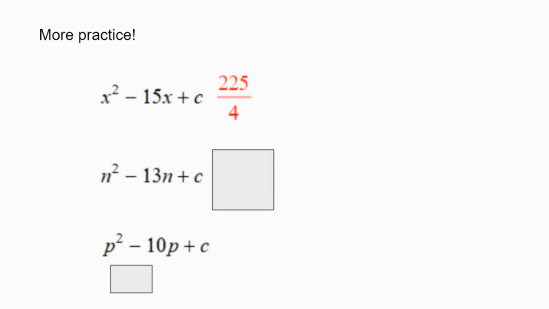How about for the next one? Another fraction, right? Negative 13 divided by 2, but when you square it, you get 169 divided by 4 is your value for c to make this a perfect square trinomial. But the last one, though, when we divide negative 10 divided by 2, that's negative 5, and negative 5 squared is positive 25.